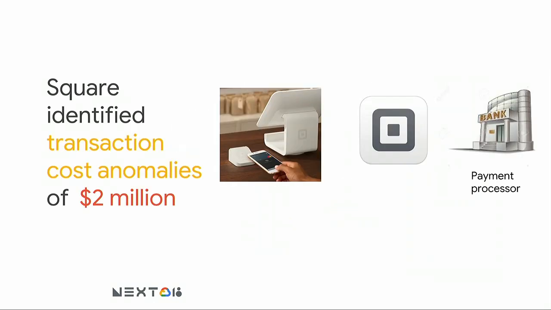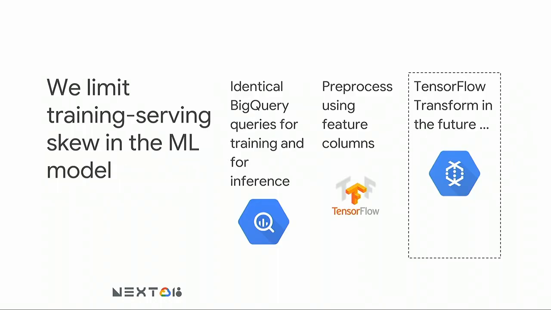Through TCAD, we've discovered over $2 million worth of transaction anomalies, much of which was recoverable because they were bona fide transaction cost errors. And a large part of achieving that result has been limiting training serving skew, which we've done by using the same queries, using the same BigQuery tables at training and inference. Therefore, at both times, we're using the same data.